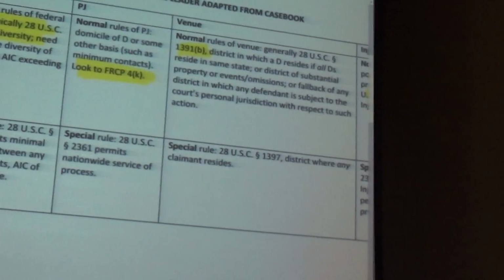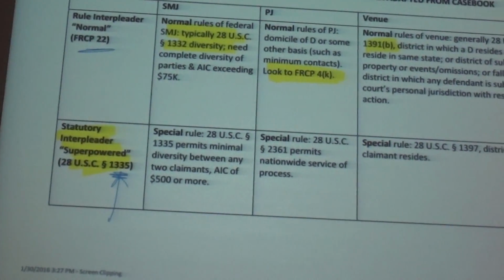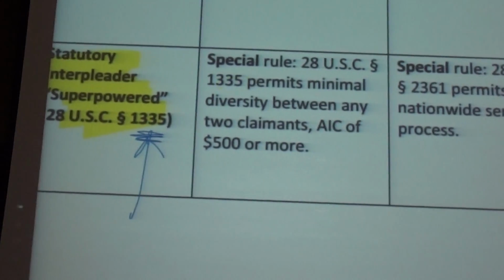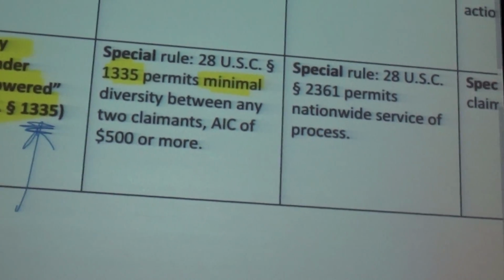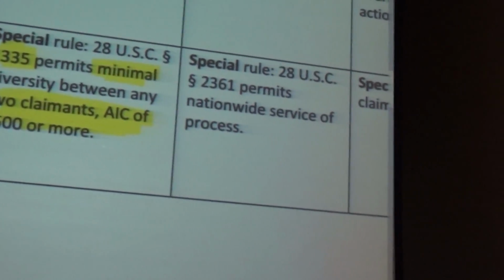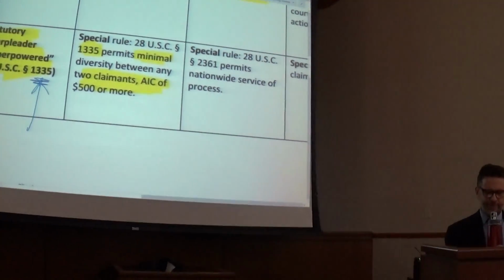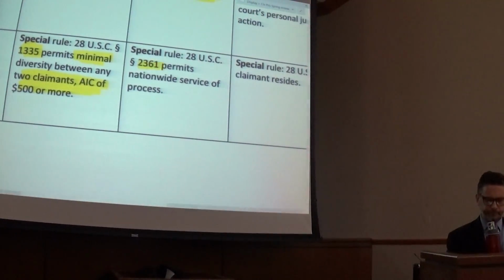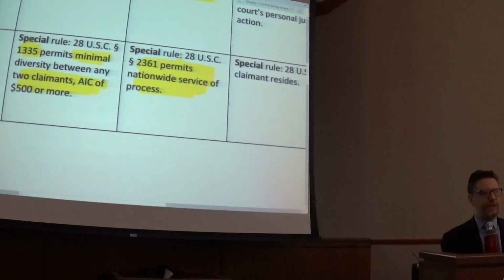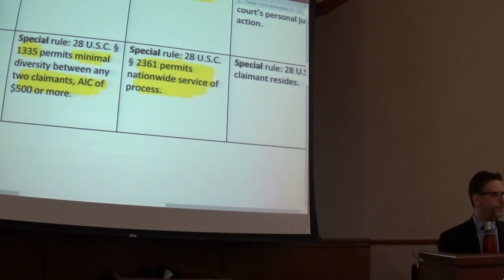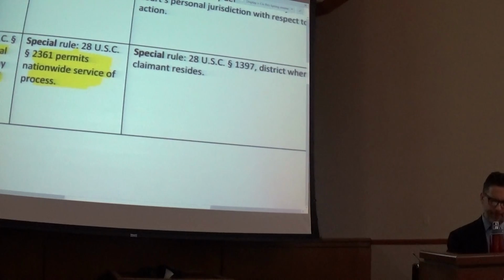But statutory interpleader is oftentimes a lot easier to satisfy because Section 35 permits minimal diversity between any two claimants, and the amount in controversy doesn't have to be over 75, but instead 500 or more. You can have PJ over anyone, anywhere within the country, as long as they're served within the country.